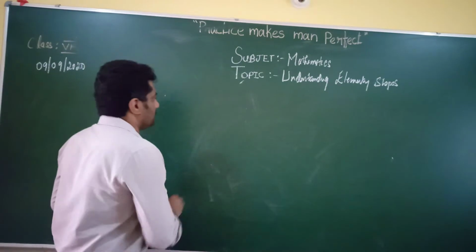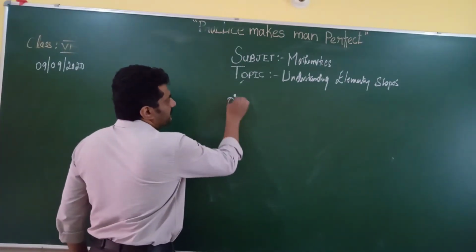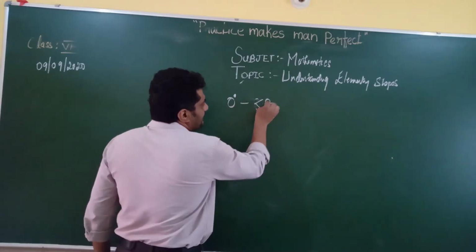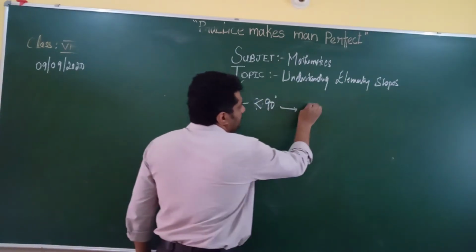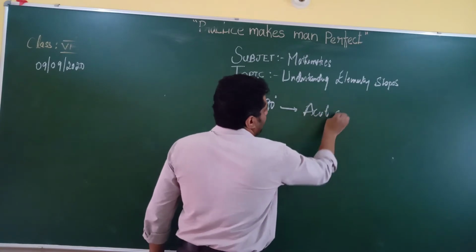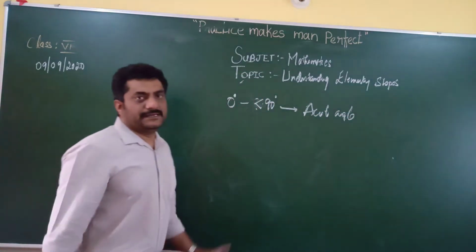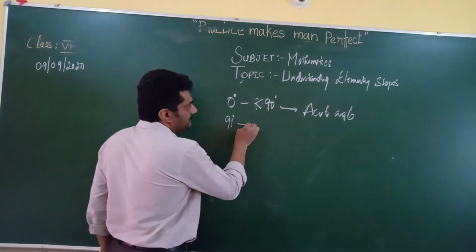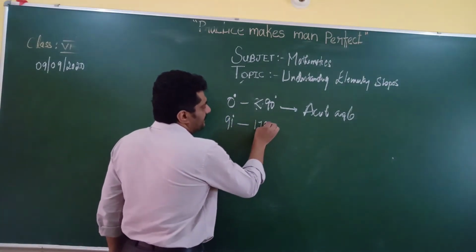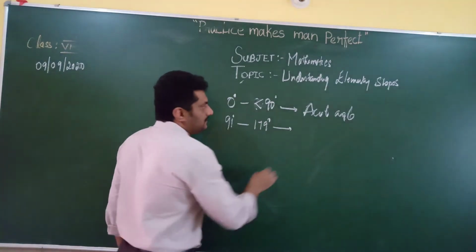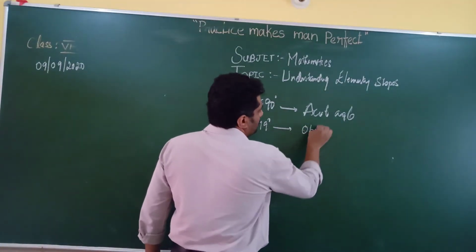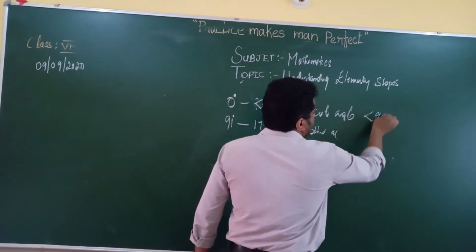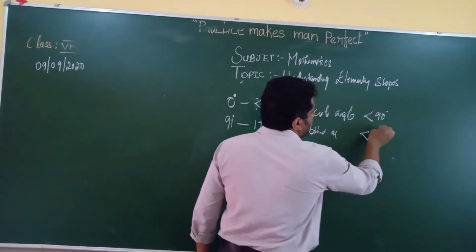Now the first one, if you start from 0 degree to 90 degree, when I say 90 degree, it is less than 90 degree. We will call this an acute angle. Okay? Now the next one is 91 degrees to 179 degrees. We get obtuse angle. We can always call this as greater than 90 degree.